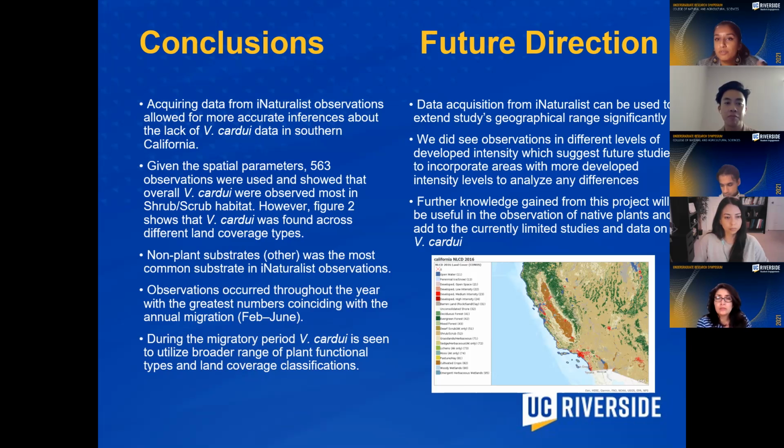And since we found that data acquisition from iNaturalist helped overcome geographic, temporal, and even funding barriers, for future direction the next step would be to extend the geographic range to the entire state. We would also focus on areas with higher developed intensity levels, like major cities, San Francisco and LA, to analyze any differences found. And this figure right here is a National Land Cover Database map at a state level.